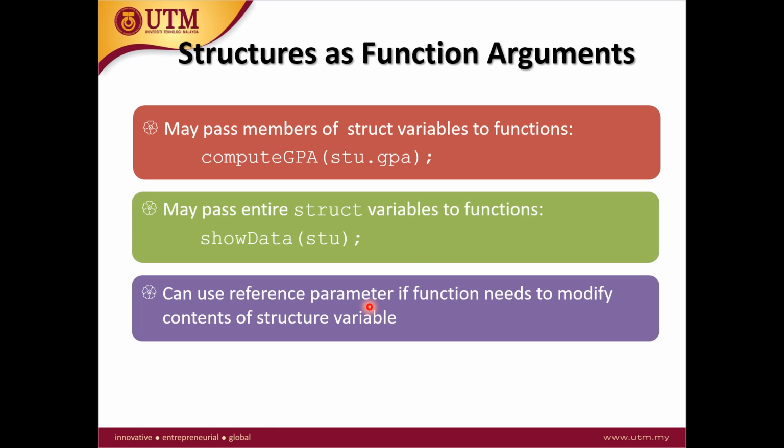arguments. So what we can do here, we can pass a member of struct variables to a function. So we've got this function, and this is a member of this structure. Okay, so we can pass it to that function to be manipulated. We can even pass the entire structure into a function. For example, show data of stu. Let's say this function just prints out the data, so it prints all the parameters belonging to that structure.